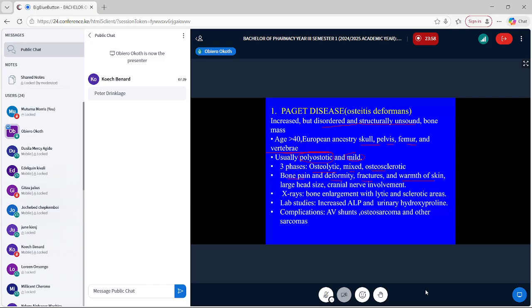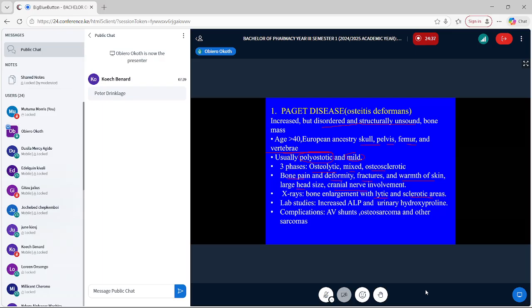It looks like there's too much activity going on in the bone. Too much activity. So when you look at the X-ray, the bones are thickened, they're enlarged. But there are areas where they have been removed, lysis, and areas where there's too much bone being laid down. This is just haphazard, unsound bone, increased, disordered, meaning the coordination between the bone being laid and broken down is lost.